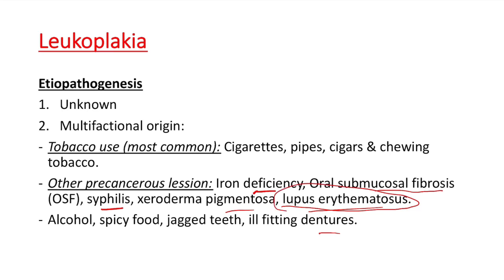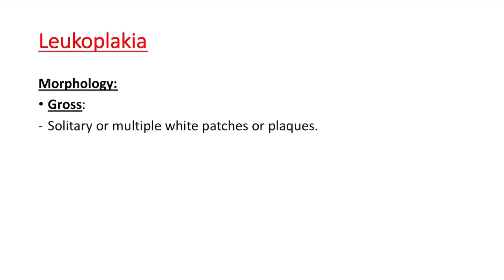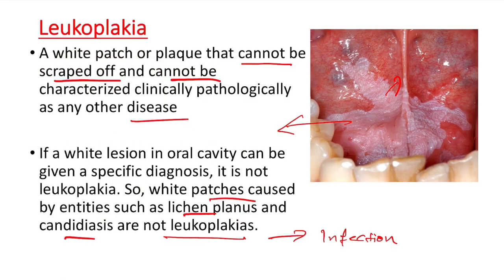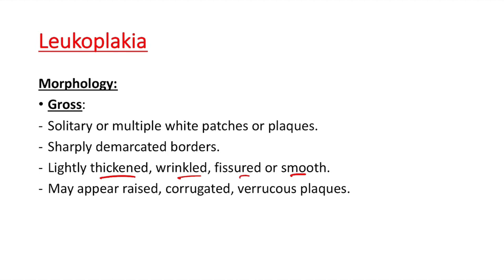This lupus erythematosus is a type 3 hypersensitivity reaction. Morphology: site, buccal mucosa, floor of mouth, ventral surface of tongue, palate and gingiva, or anywhere in the oral cavity. Gross morphology: solitary or multiple white patches or flakes. Sharply demarcated borders. Look here, you can see sharply demarcated borders. Slightly thickened, wrinkled, fissured or smooth. May appear raised, corrugated, with verrucous flakes.